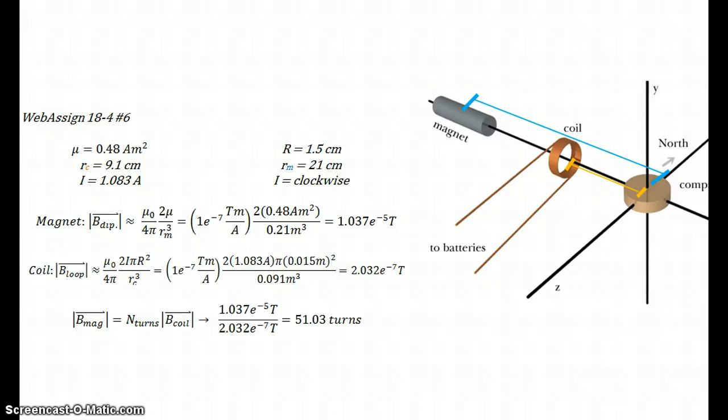After finding both values, I divided the magnitude of the magnetic field due to the magnet by the magnitude of the magnetic field due to one loop of coil, to find that for this situation to be true, the coil must have 51 turns.